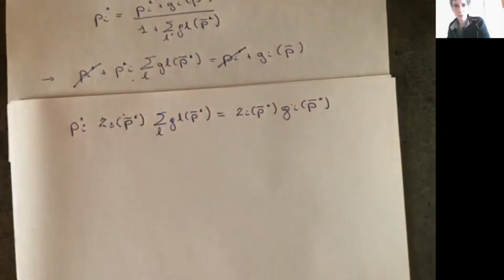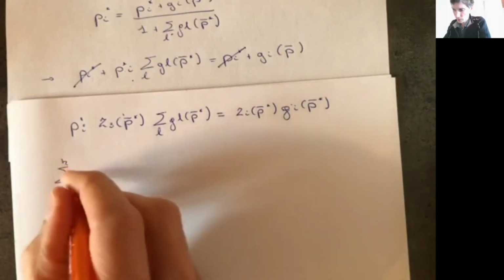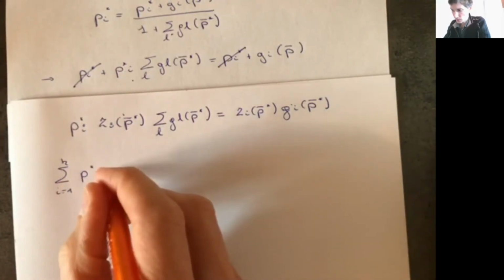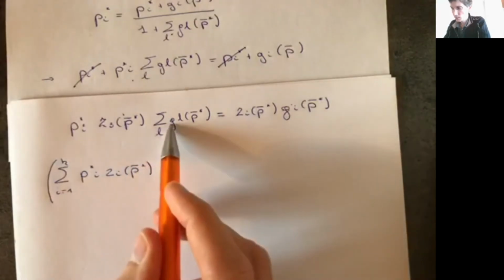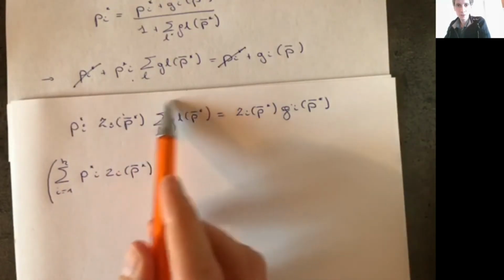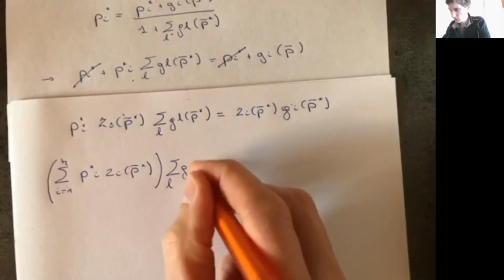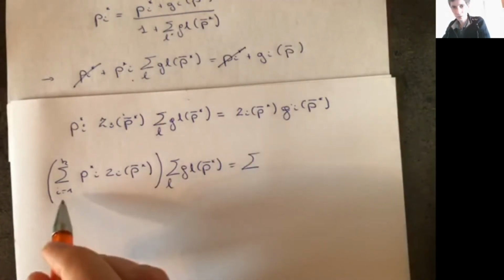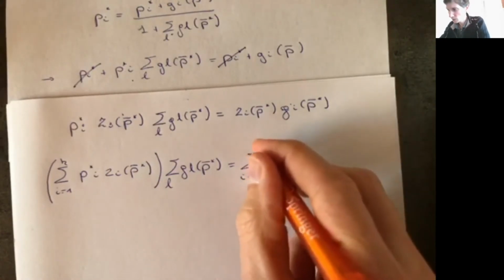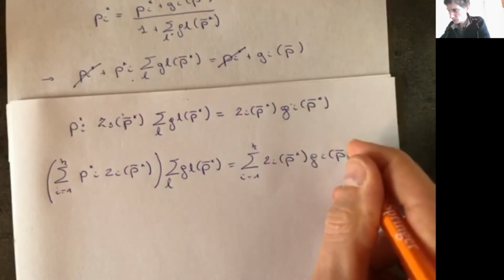So we did this, and now we're going to sum over all goods i, i equal to 1 to k, of p_i z_i(p star). This is a common term that doesn't depend on i, because it's a sum over all goods, so we can take the sum of g_l(p star) outside the summation. It is equal to the sum, so we summed this side, we also have to sum this side, i from 1 to k of z_i(p star) g_i(p star).